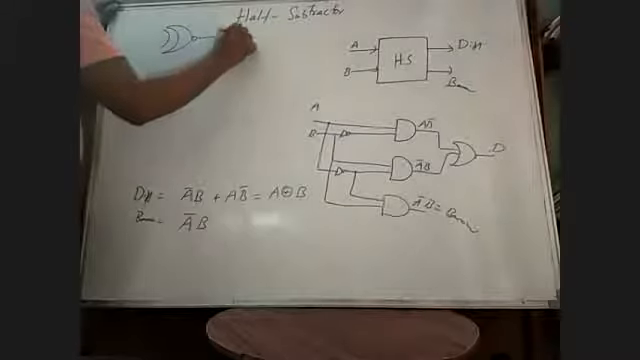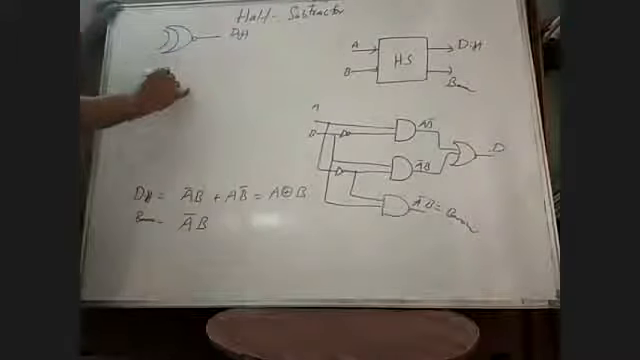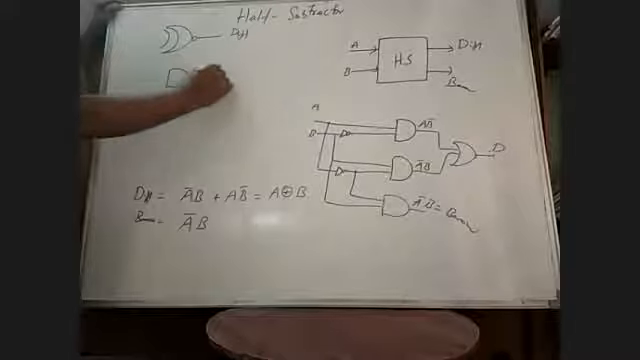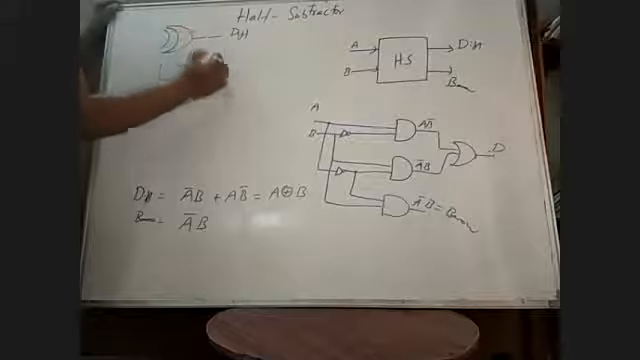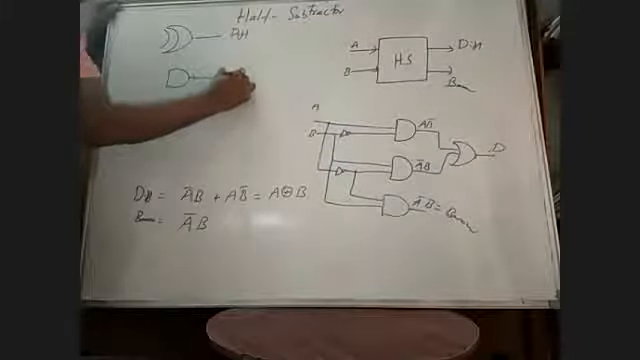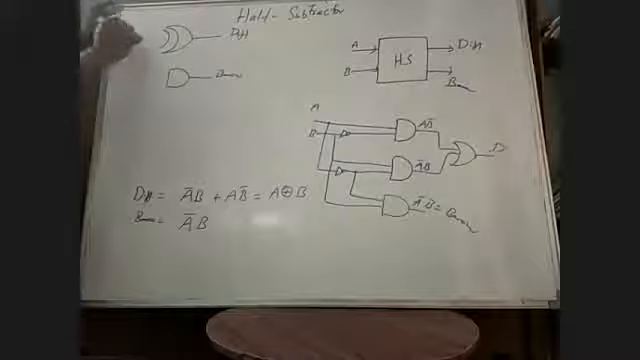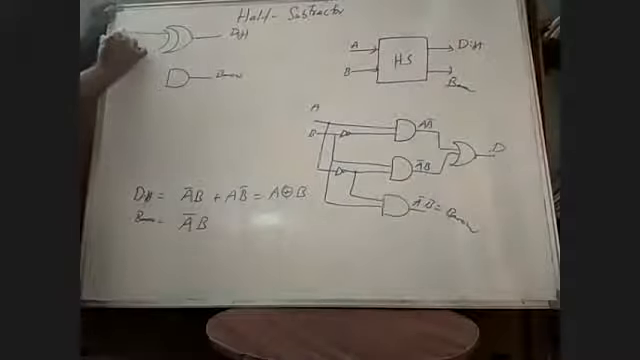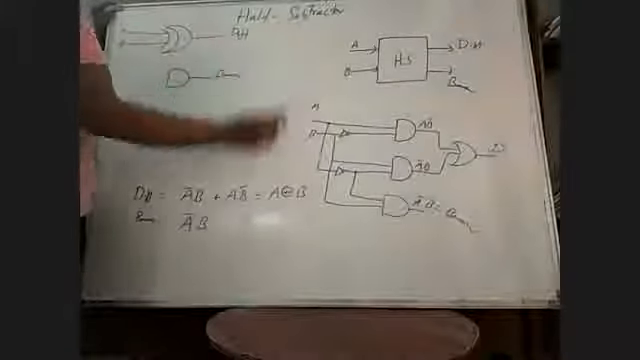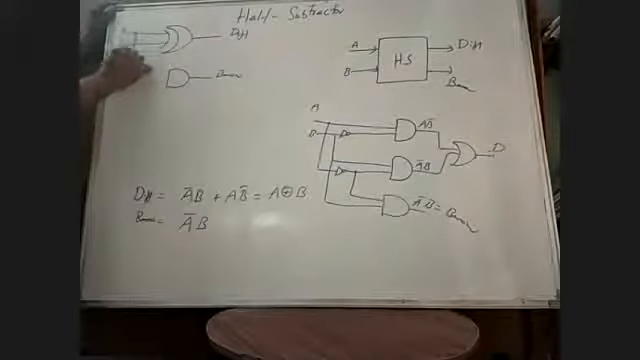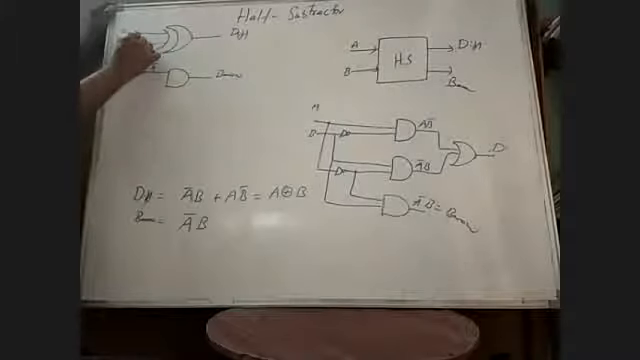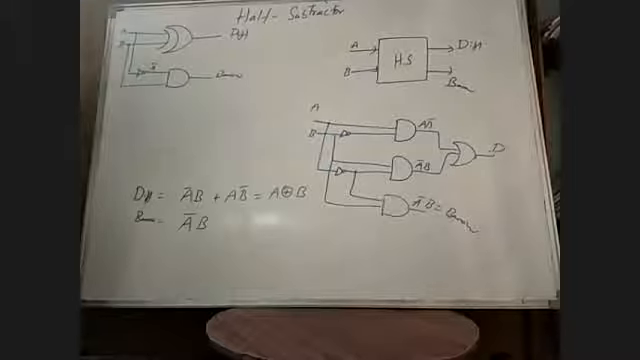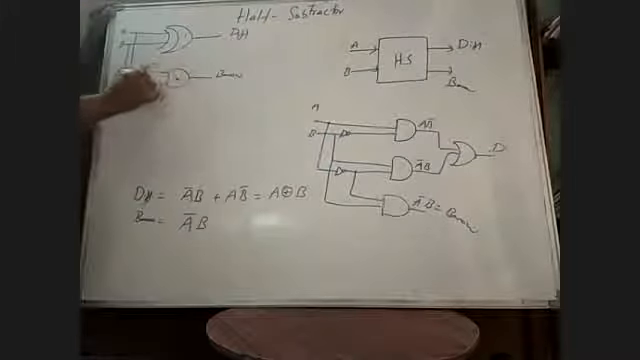This is your difference and this is your borrow. XOR gate. Input is A. Input is B. To generate borrow, borrow equals to A bar B, so I have to take an inverter here. To take an inverter here, A bar, and I have to take B. A bar B. Here also, if you observe, it is taking 3 gates now. 1, 2, and 3.